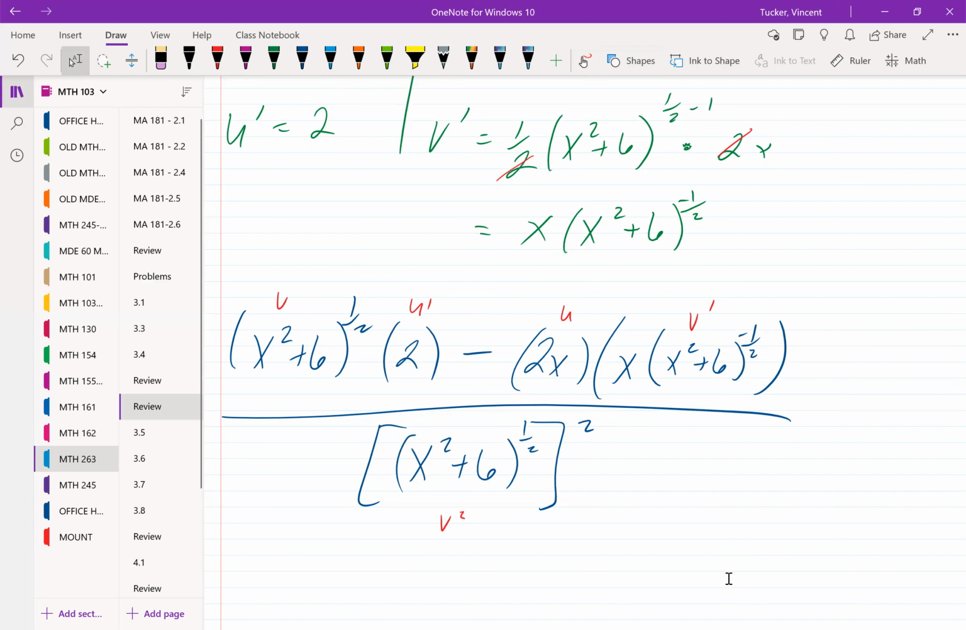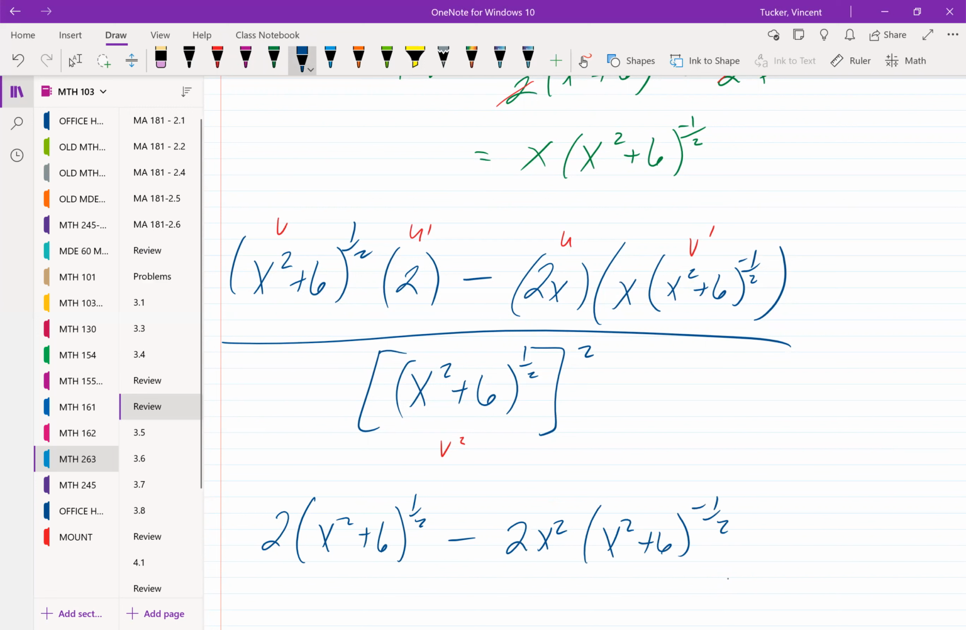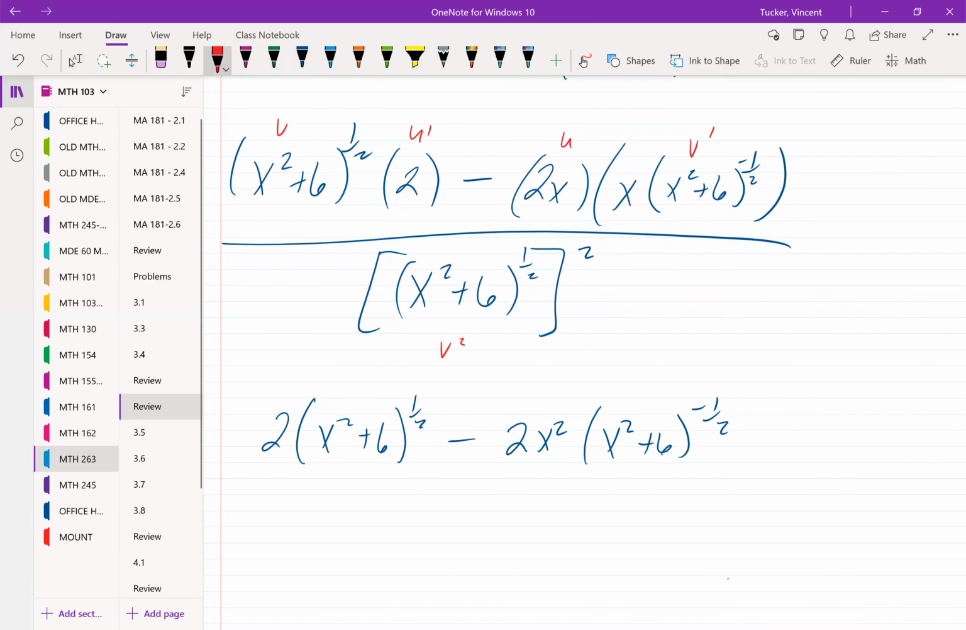All right, so let's simplify. So that's just 2 times (x squared plus 6) to the 1/2 minus 2x squared times (x squared plus 6) to the negative 1/2. And then here, 1/2 raised to the power of 2, you just multiply your exponents. So it's going to be x squared plus 6.